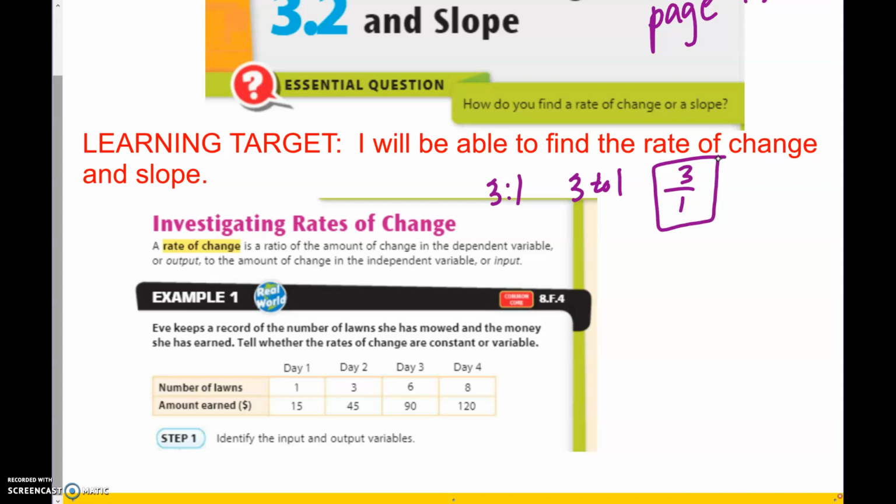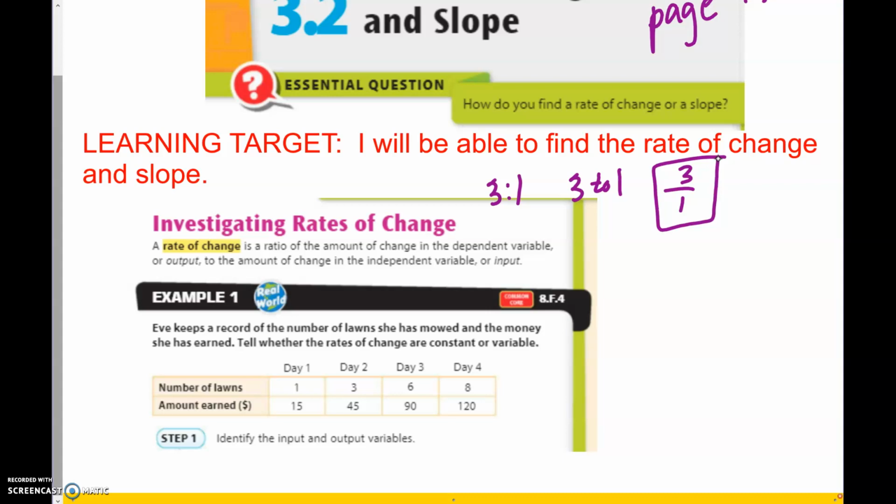So talking about independent and dependent and input and output. When we have an equation, there are numbers that we put into the equation and numbers that come out, and they're called the dependents because they depend on what you put in. So let's just talk about this example 1 here. Eve keeps a record of the number of lawns that she has mowed and the money she has earned. Tell whether rates of change are constant or variable.